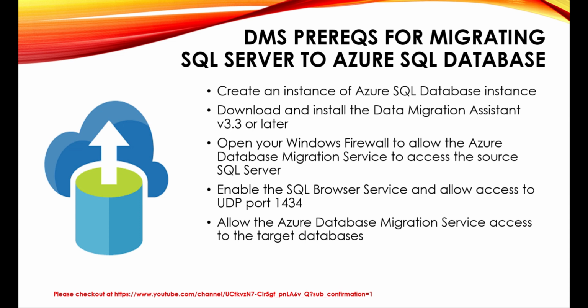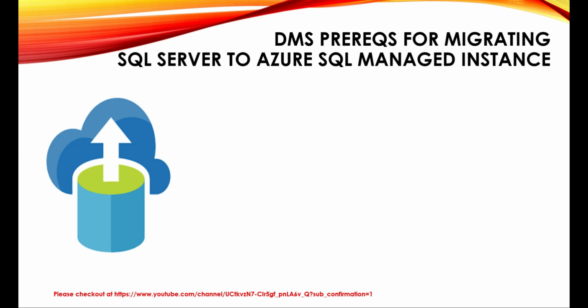Create a server-level firewall rule for SQL Database to allow the Azure Database Migration Service to reach the target databases, and you need to provide the subnet range of the virtual network used for the Azure Database Migration Service. Last but not least, you have to ensure that the credentials used to connect to the SQL Server instance have CONTROL SERVER permissions, and also ensure that the credentials used to connect to the target database have CONTROL DATABASE permissions on the target database.